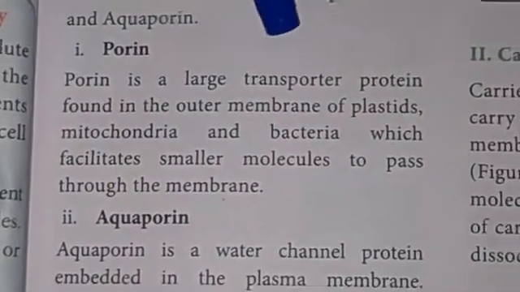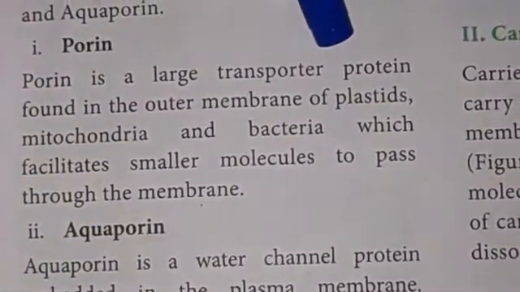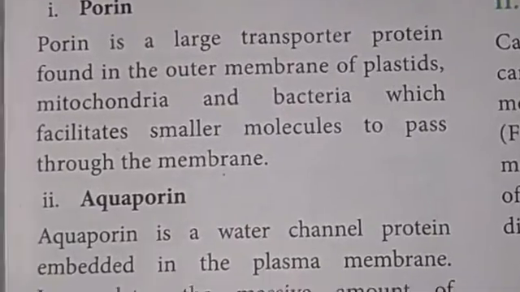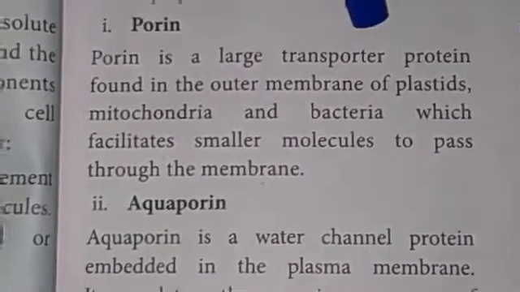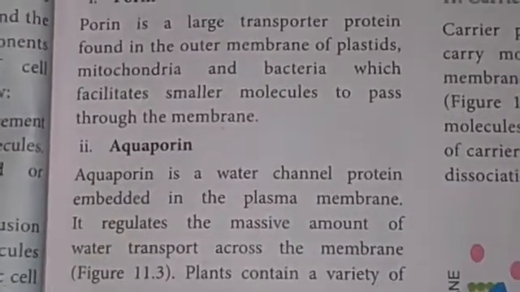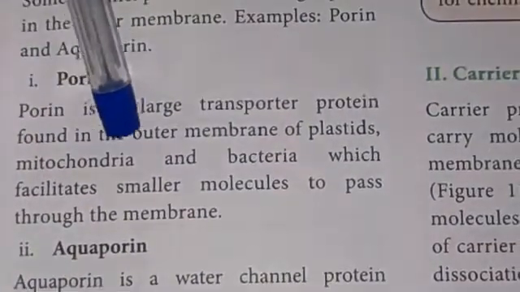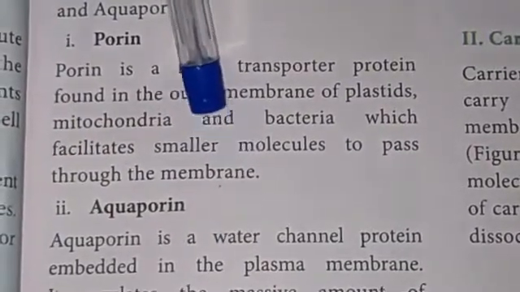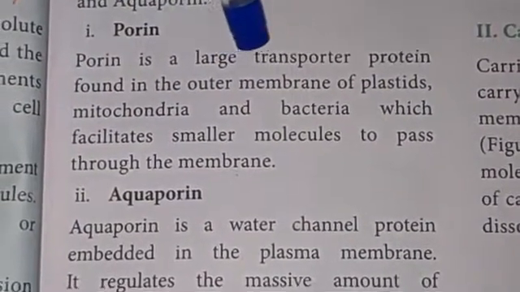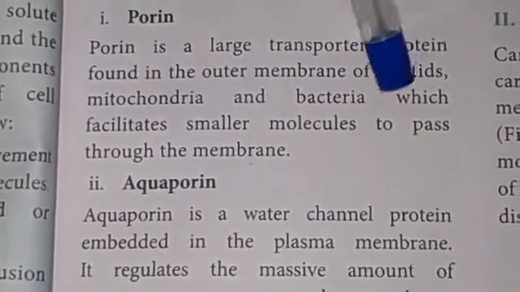Porin. Porin is a transporter protein found in the outer membrane of plastids. What do we mean by plastids? Plastids are cell organelles present in the plant cell. They give color to the plant cell, such as chloroplast, chromoplast and leucoplast. So porin is a large transporter protein found in the outer membrane of plastids, mitochondria and bacteria, which facilitates smaller molecules to pass through the membrane.